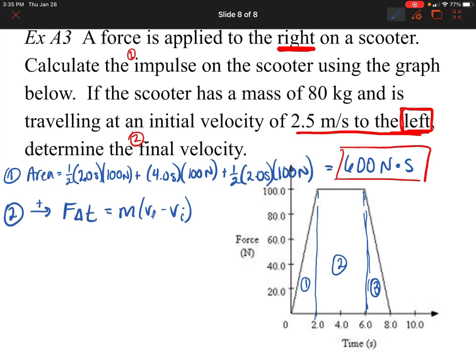Okay, so let's solve for final velocity here. Of course, F delta t is just our impulse. There's no variable for impulse, so we just always call it F delta t, but we know that is 600 newton seconds. So if I'm looking for my final velocity, then that is just F delta t over m plus initial velocity.